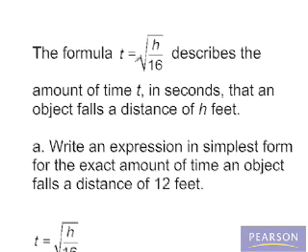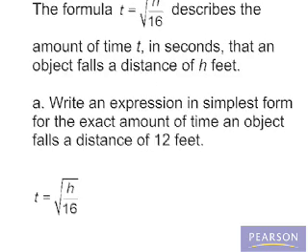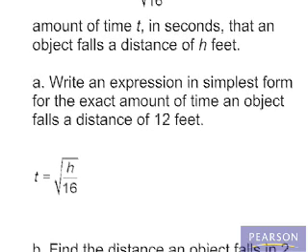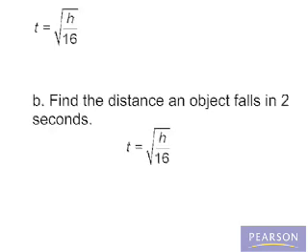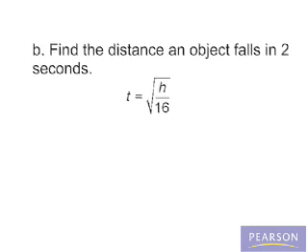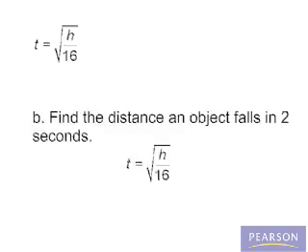The formula t equals the square root of h over 16 describes the amount of time, t, in seconds, that an object falls a distance of h feet. Part A. Write an expression in simplest form for the exact amount of time an object falls a distance of 12 feet. And Part B. Find the distance an object falls in 2 seconds.